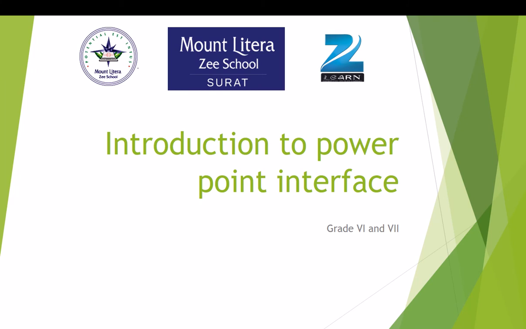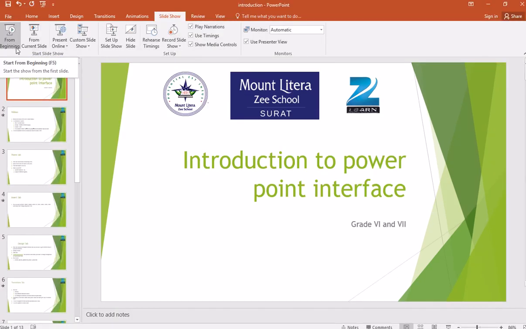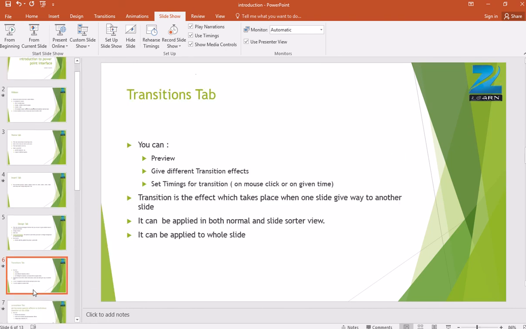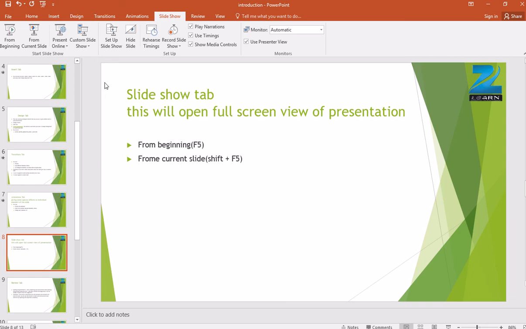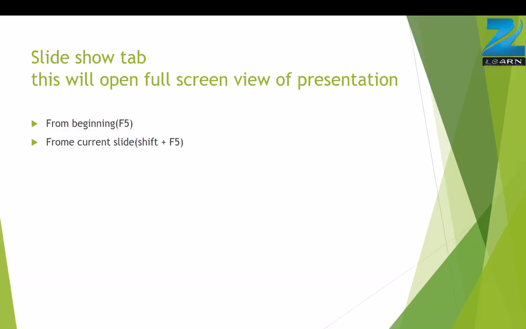I can press the Esc key, and it will stop my presentation. For example, I am on slide 8 or 9 now. If I want to start from there, then I will go to start from current slide. So it will start my presentation from the current slide. Shortcuts are also given here. F5 to start the presentation from the beginning. Shift plus F5 to start the presentation from the current slide.